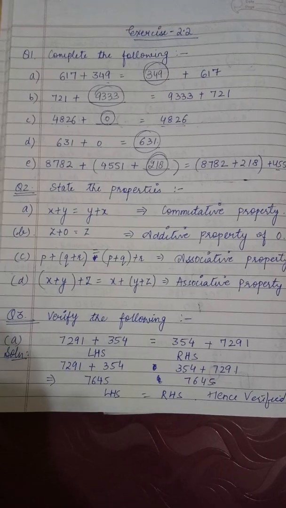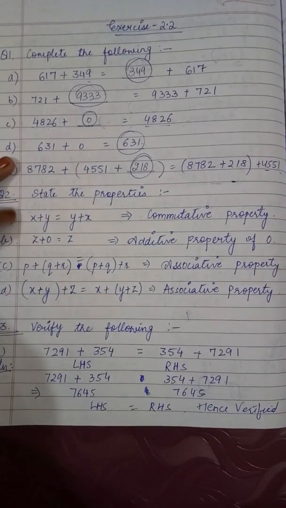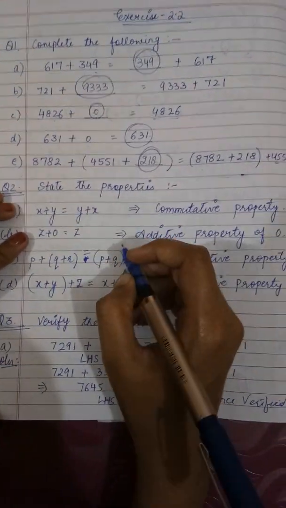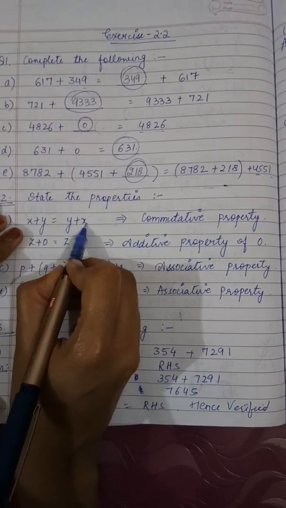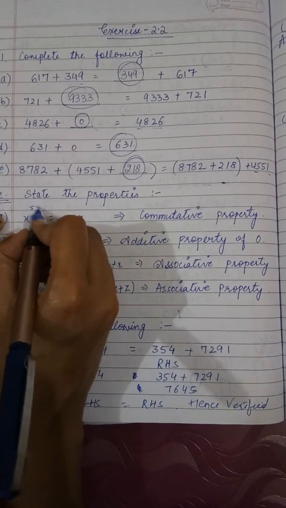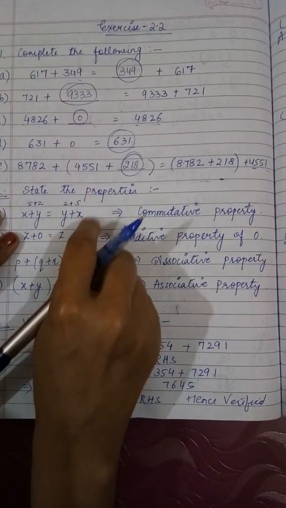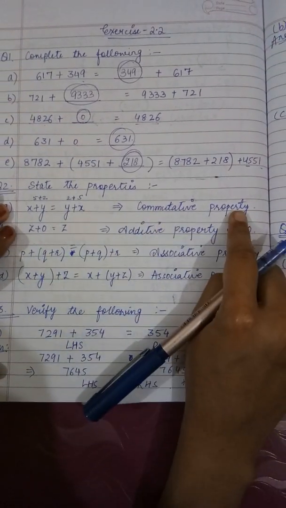Now question number 2 is you have to state the properties. You have to tell which property is used here. These are whole numbers which they have taken in algebraic form. x plus y is equal to y plus x. That means, for example, instead of x plus y, I take 5 plus 2, and this will be 2 plus 5. They have just commuted or interchanged the position. That's it. So that means it is commutative property.